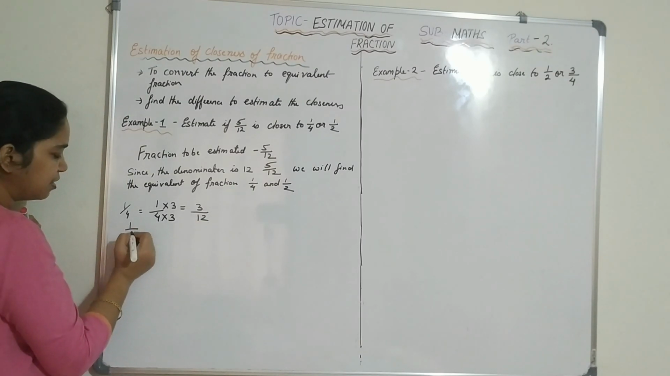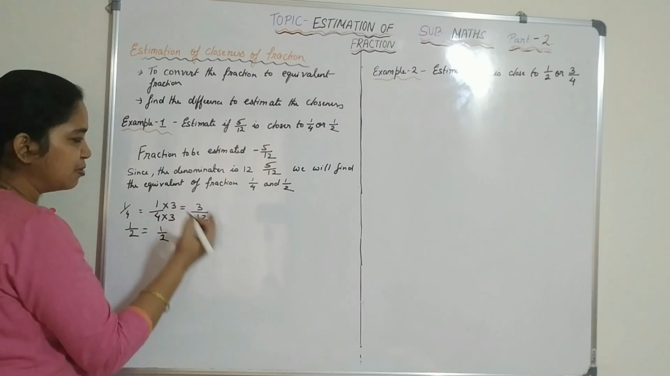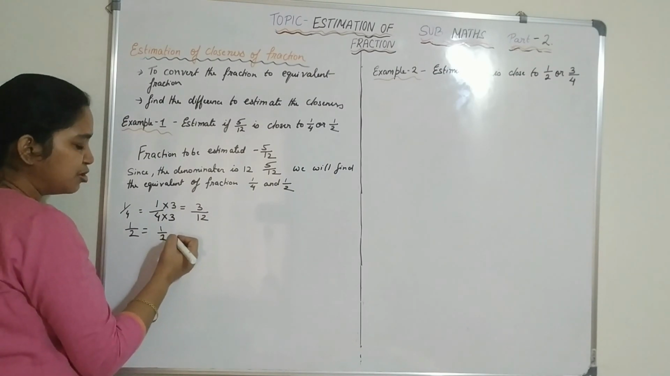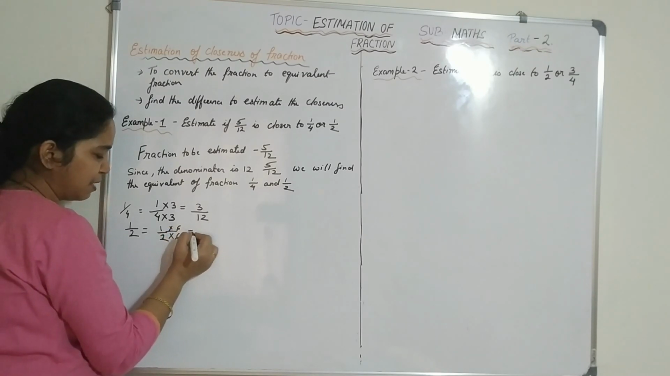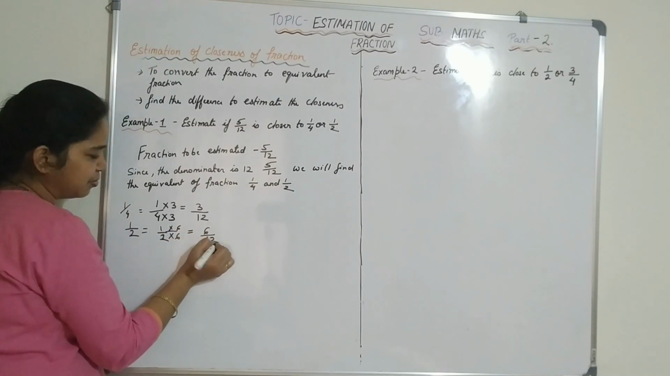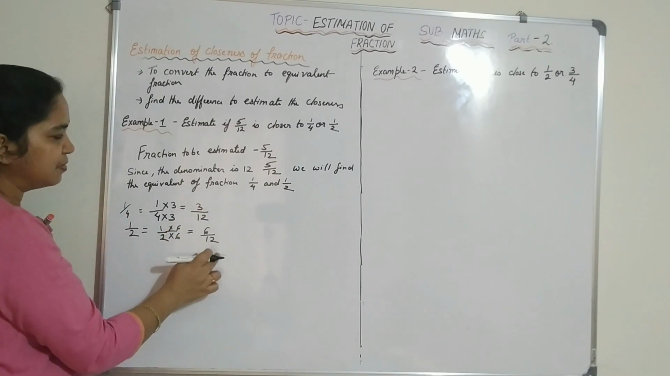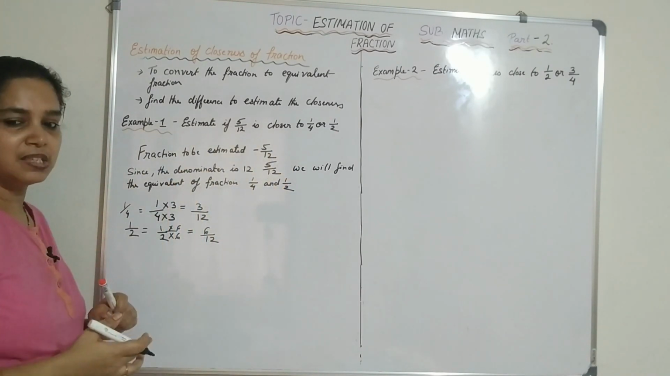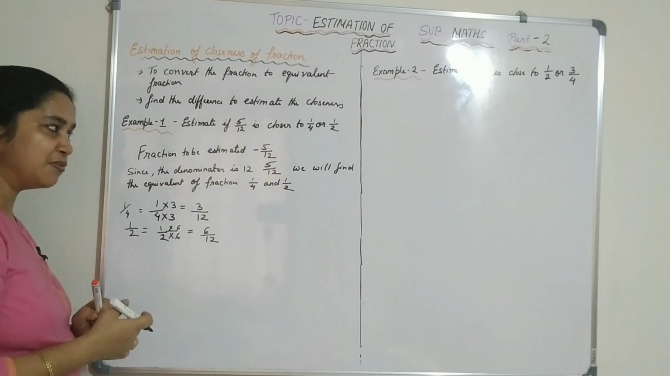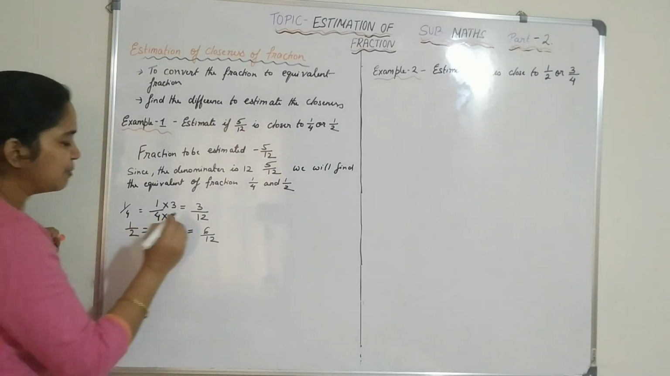Likewise we have to make 1 by 2 also. 1 by 2, into how much is 12? 6 into 2 is 12. So the upper number also has to be multiplied by 6, so it is 6 by 12. Now the fractions are equivalent in form to 5 by 12. And we have to estimate which one is closer, 1 by 4 or 1 by 2. So what we have to do, you can make a diagram.